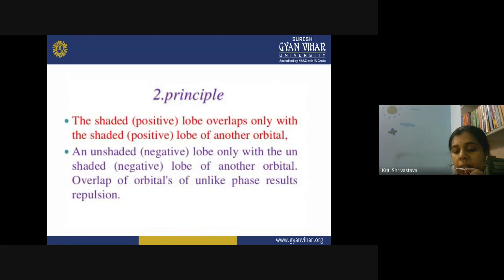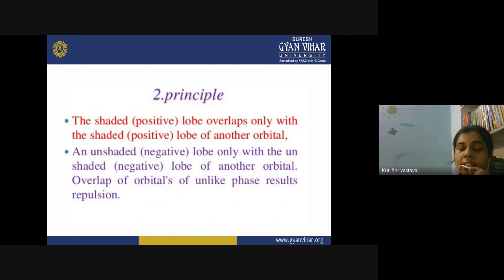Now, the second principle is about the orbitals. You have drawn their diagram. In any orbital, we have two lobes: one is the positive lobe and another is the negative lobe. I am sure you have noticed that all the orbitals have two lobes except the s orbital. The s orbital does not have two lobes, but the p orbital and d orbital all have two lobes, one positive and one negative.